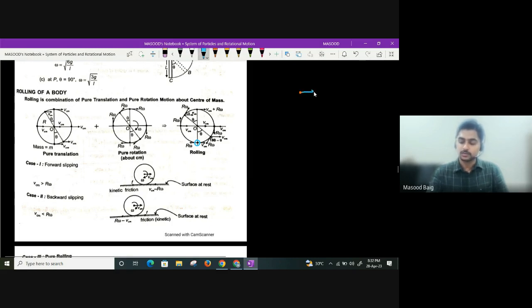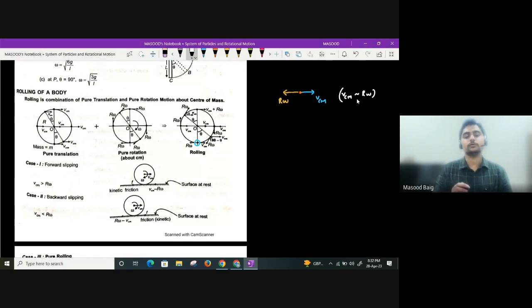Due to translation effect, I will get VCM in this manner. Due to rotation effect, I am going to get R omega in this direction. I don't know whether VCM is greater or R omega is greater. So what I'll write, I'll say that if I take the effect of both of these, I'll get VCM minus R omega. For pure rolling, always remember, guys, the velocity of the bottommost point should be equal to the velocity of the surface.